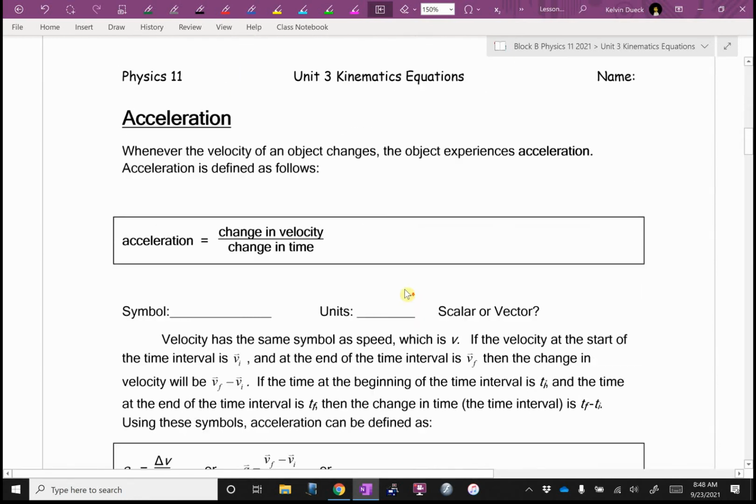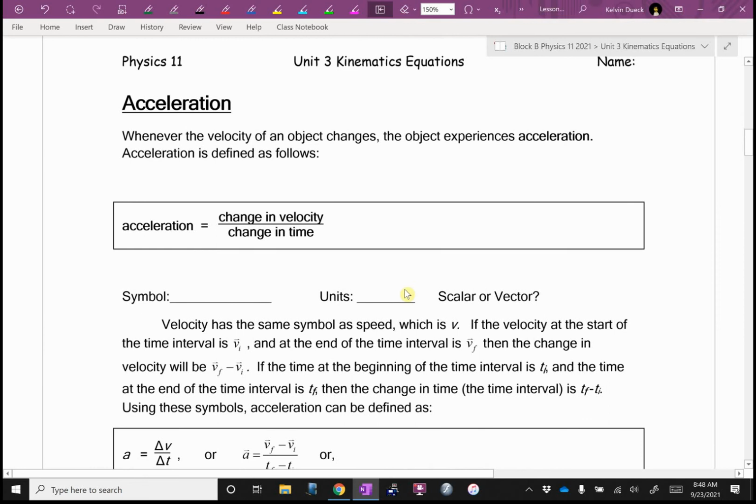Next page. We're going to get a little bit technical. Don't panic. So whenever the velocity of an object changes, the object experiences acceleration. Remember, velocity has both magnitude and direction. So you can accelerate in two ways. You can accelerate if your speed is changing. That's what most of you experience when you're hitting the brakes or hitting the gas in a car. But you also accelerate if your direction is changing. You're accelerating when you're going around a corner, even if the speedometer isn't changing.